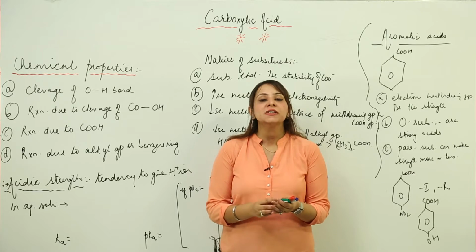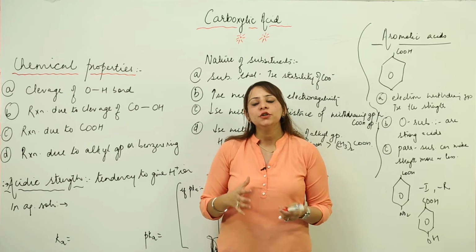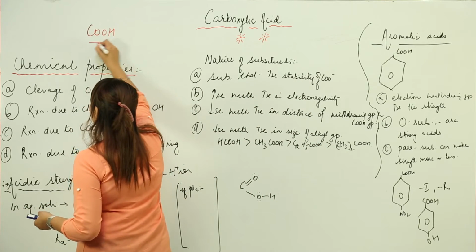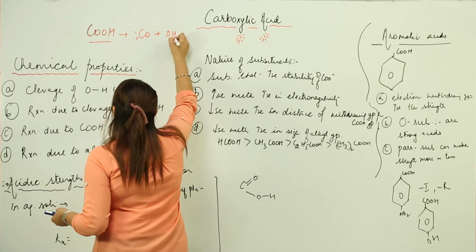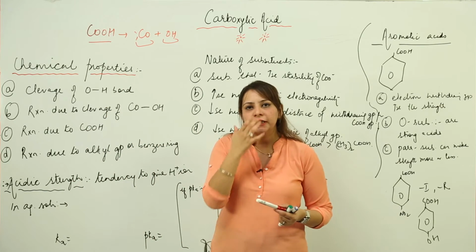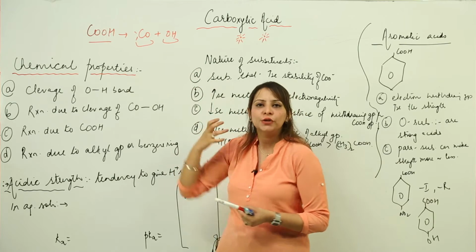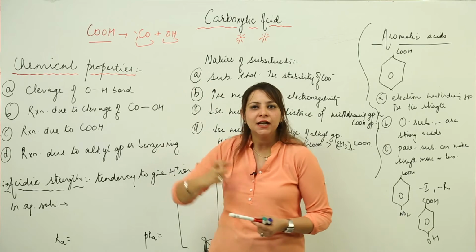Now we are going to start with the chemical properties of the carboxylic acid. As I told you in the previous lecture, a carboxylic acid is formed by the combination of a carbonyl group with a hydroxyl group. So you must be thinking that it must show the properties of these two groups. It's right that it tends to show the properties related to the carbonyl and the hydroxyl group.